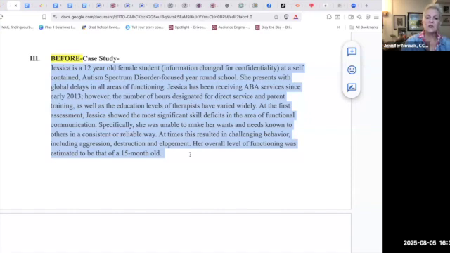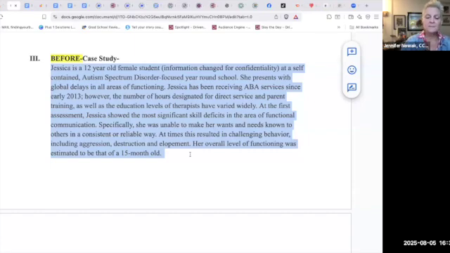At the first assessment, Jessica showed the most significant skill deficits in the area of functional communication. Specifically, she was unable to make her wants and needs known to others in a consistent or reliable way. At times, this resulted in challenging behavior, including aggression, property destruction, and elopement, leaving her designated supervised area. Her overall level of functioning was estimated to be about that of a 15-month-old child.